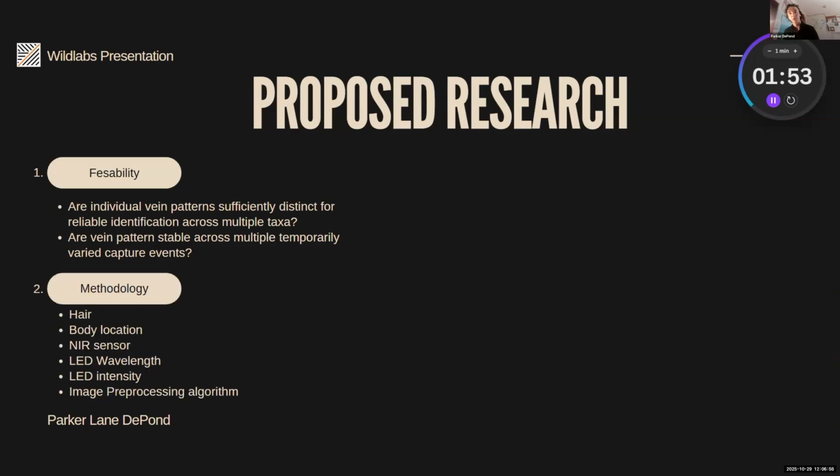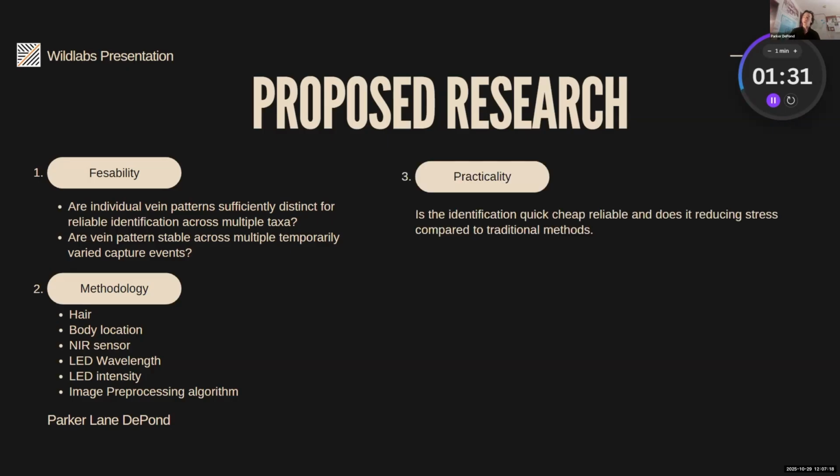If that's proven to be true, I'll move on to the methodology behind the practice. What's the best method to get vein identification? How does hair affect it? Hair density, body location, the sensor type, LEDs, so on and so forth to get the most reliable results. If I can do both of those things, how practical is this really? Is it going to be cheap? Is it going to be reliable? And is it going to work in the field?